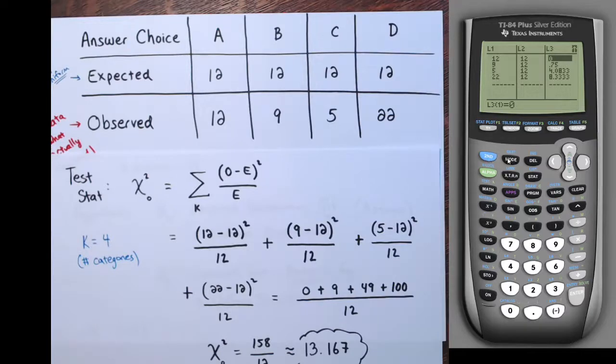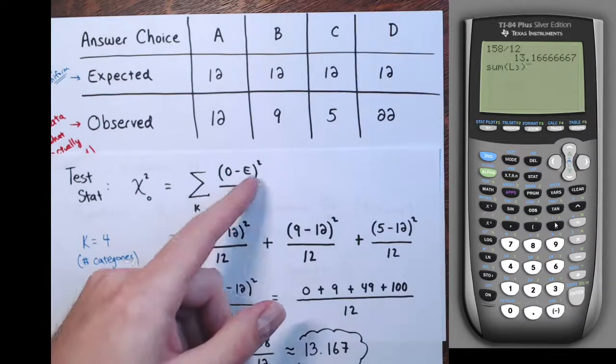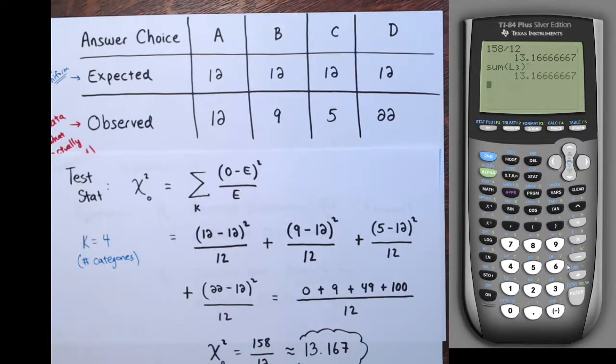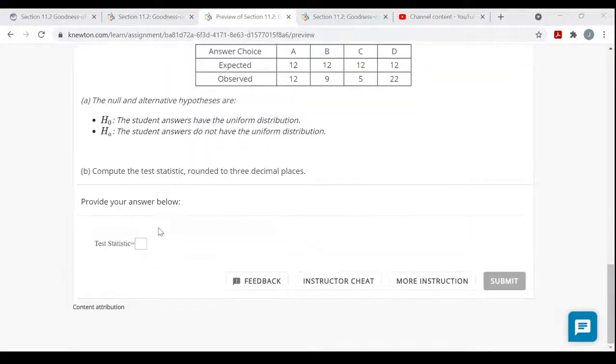So to find that, let's quit. If you want to do some math, like add up a list, go to above the stat button, hit second stat, go to the list menu, over to math. Number 5 is the sum of list L3. L3 was that observed minus expected squared divided by expected. And you see I'm getting the same thing. So that was an alternate method of finding the test statistic. And there's a third way, but I'll get to that later, where you can actually run the whole goodness of fit test with your calculator. But I'll get to that a little later. So 13.167 when rounded to 3 decimal places.